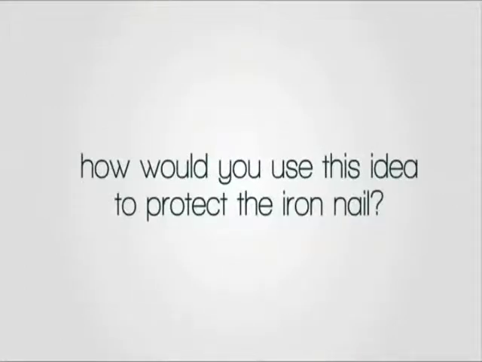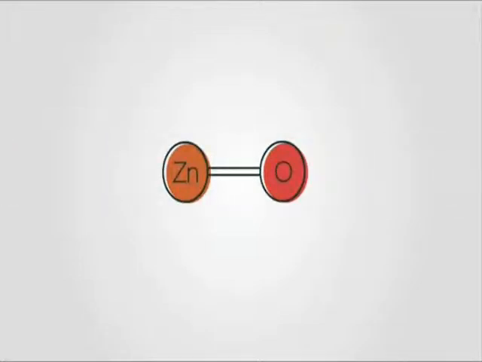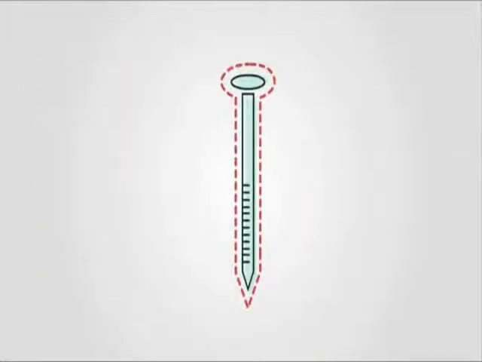Here's a challenge. How might you use this idea to protect the iron nail? The answer is that by covering a metal like iron with another more reactive metal, like zinc, the zinc forms the zinc oxide layer quickly. The iron underneath is protected. This process is called galvanizing and can last up to 100 years.